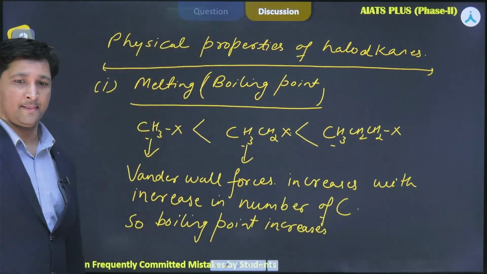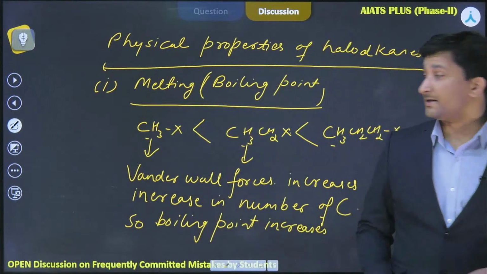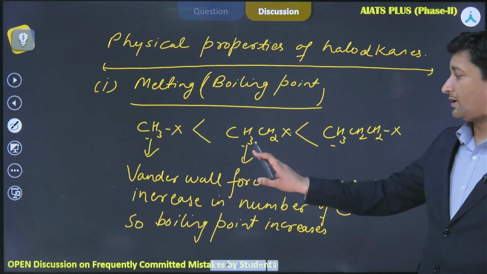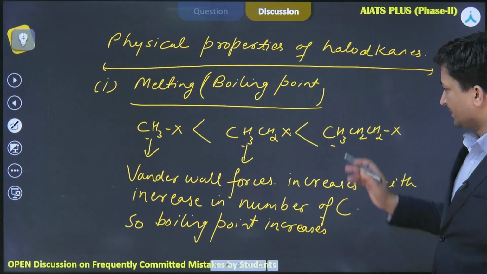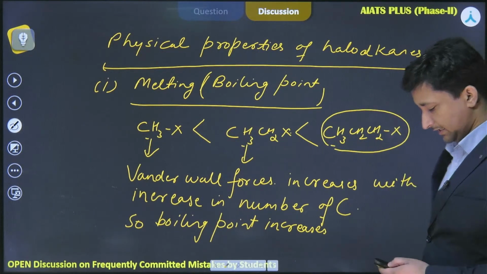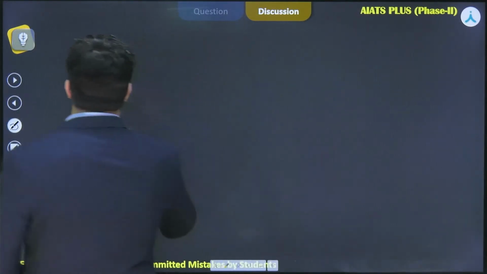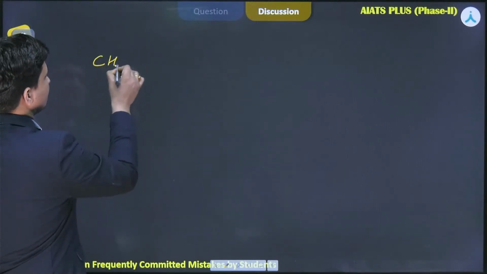ये हो जाएगा. ओके, गुड मॉर्निंग अजय. So you can see here that boiling point will increase with the increase in number of carbon. नेक्स्ट, इसके बाद एक और इंपॉर्टेंट चीज है कि अगर मान लो हमारे पास ये है, नेक्स्ट डिस्कस करते हैं कि अगर नंबर ऑफ कार्बन सेम हो जाए उस वक्त क्या होगा. We have same number of carbon.